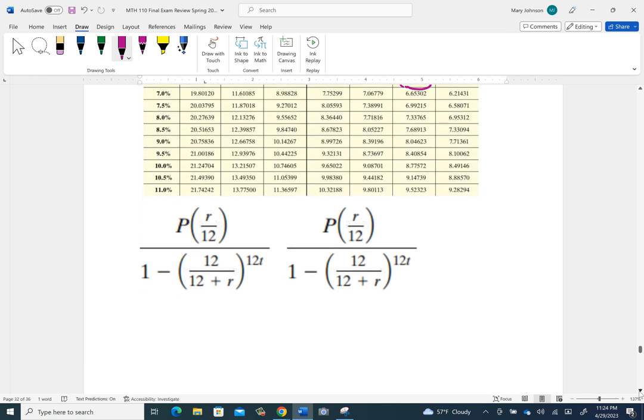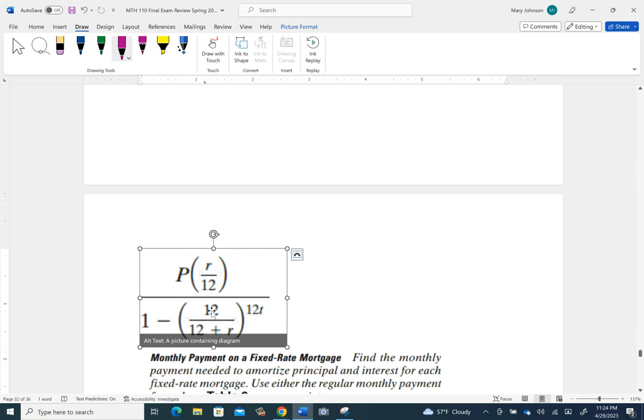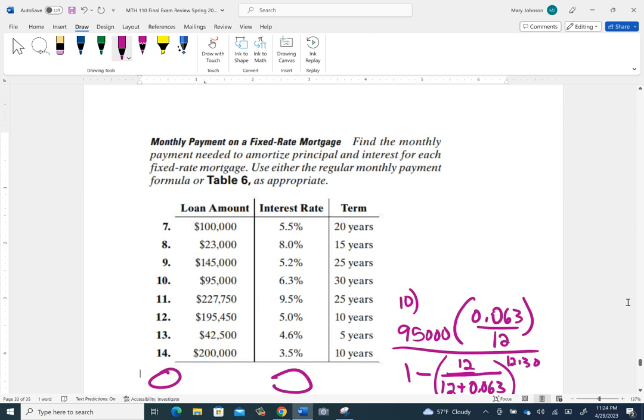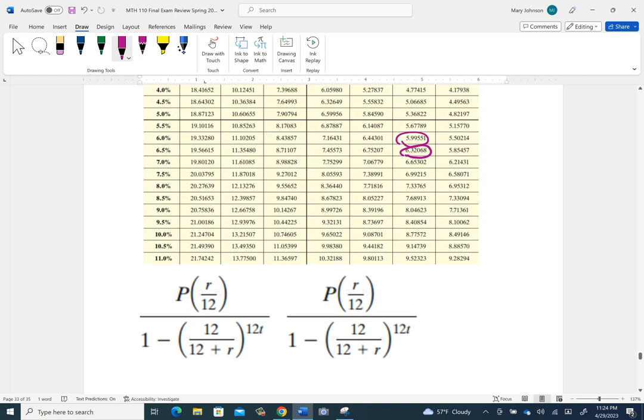Well, there's the formula I was looking for earlier. All right, let me get rid of that. So that was number 10. Now let's do another one. I'm going to do number 12. On number 12, the interest rate and the years are in my table, so I'm going to go to my table and get the factor for that. My table was back here.